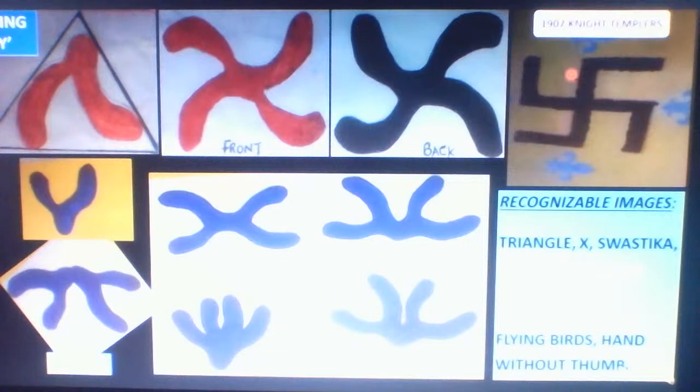This symbol was used first around 1907 by the Knights Templar. The modern day Freemasons were already using this symbol before Hitler. And before the Freemasons, it is a well-known religious symbol in the Asian continent. Now, when I use this shape of Y, I also got X, and I got two figures looking like flying birds. And then this one that looks like a hand without a thumb.